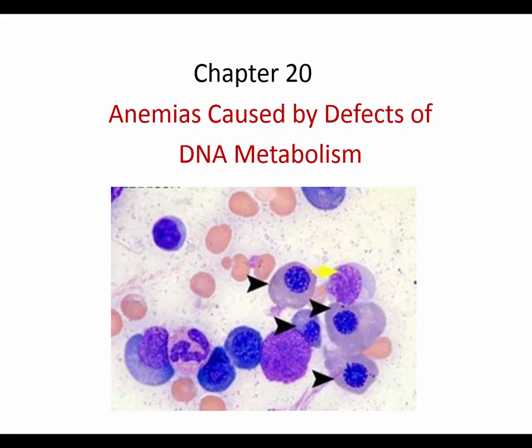Now, when your retic count tells you that it's under production, what is the next step? MCV. You're going to look at the size of the red blood cells. And the index that you're going to use is MCV. Okay? MCV more than 100 is going to suggest macrocytic. Less than 80 is going to suggest microcytic. And between 80 and 100 is going to be normocytic.